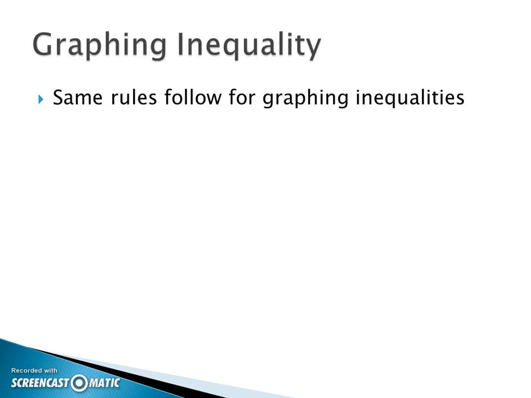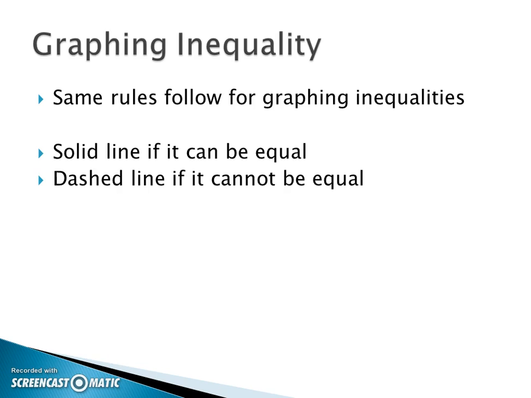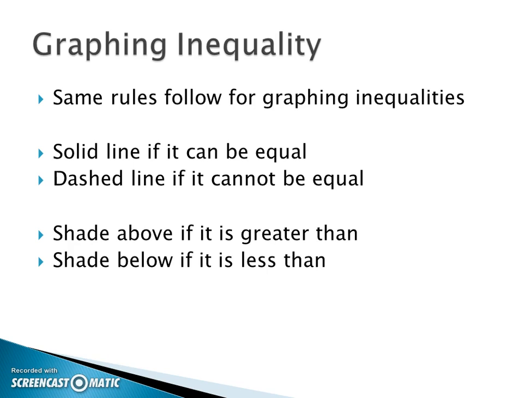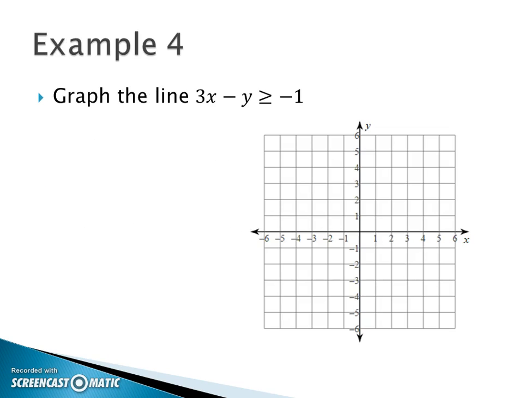Next, we're going to learn a little bit about graphing inequalities. It follows the same rules as graphing equations, but it adds a little bit more. And that is, solid lines are there if it can be equal, dashed lines if it cannot be equal. And then if it's a greater than, then you shade above. If it's less than, you shade below. So let's see an example of that.